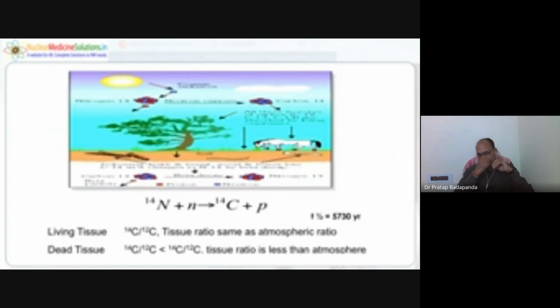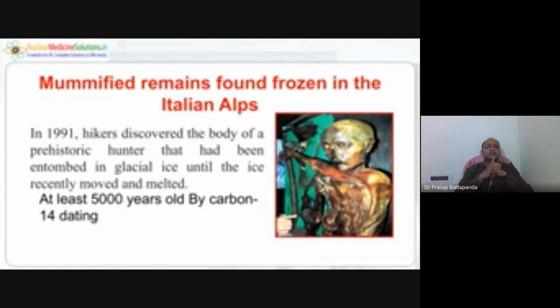Now this is a very important thing. We always know carbon dating. When a living tissue is there, there is a ratio of carbon 14 to carbon 12, which is the same as the atmospheric ratio. If a change has taken place, you can find out that change has taken place, and with that, possibly dead tissues. Now this mummy, which was frozen in the Italian Alps, if I would like to know how old it is, by using carbon dating we can find out. This particular mummy was found in 1991, and we can find how old it is: at least 5,000 years old.